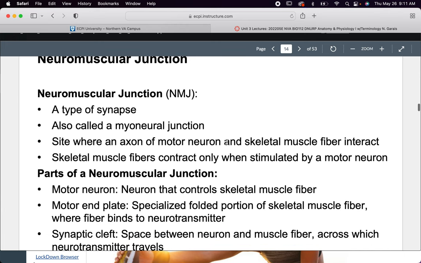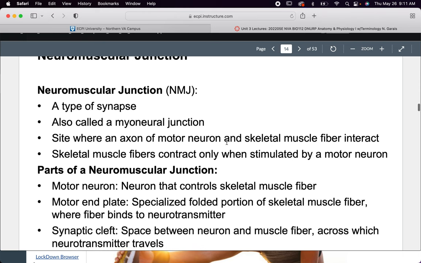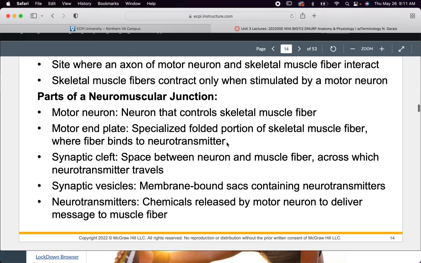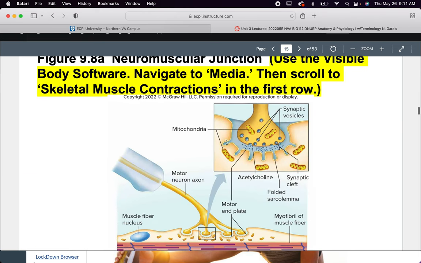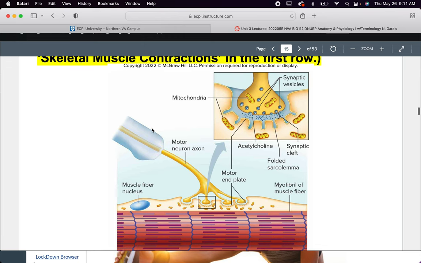Now, how does the nerve get into play? We discussed at the beginning of this lecture that all this movement requires a brain, requires a nerve. Now, the nerve sends electrical impulses. That electrical impulse is called an AP, or action potential. Now, let's look at this picture.